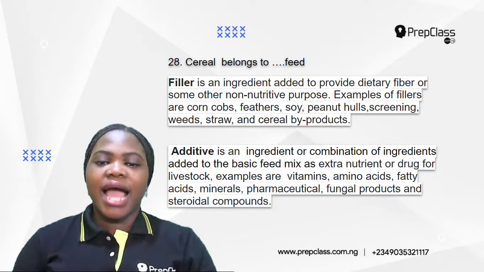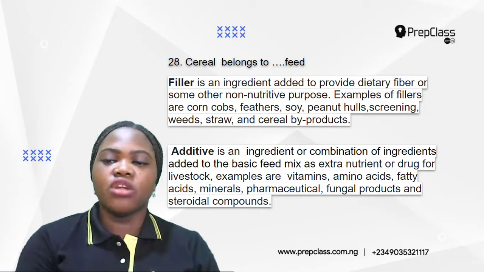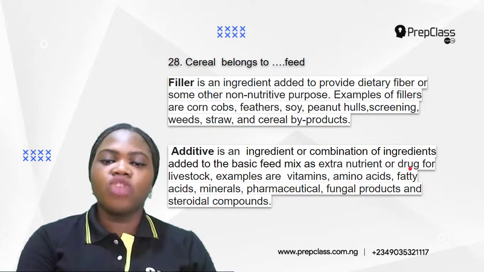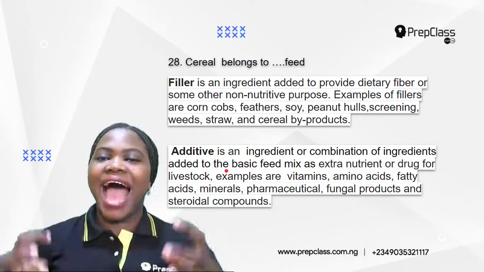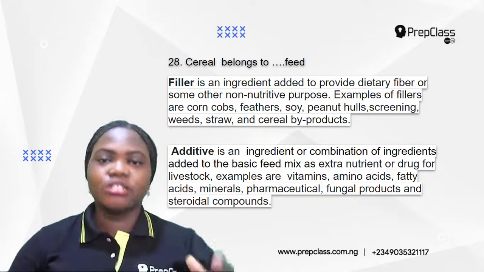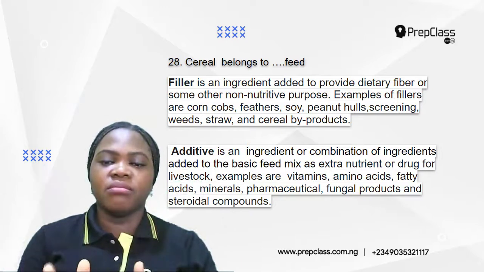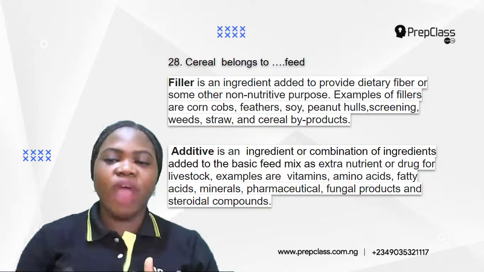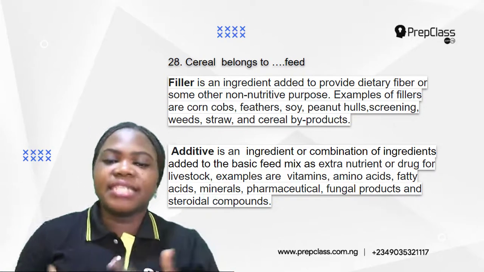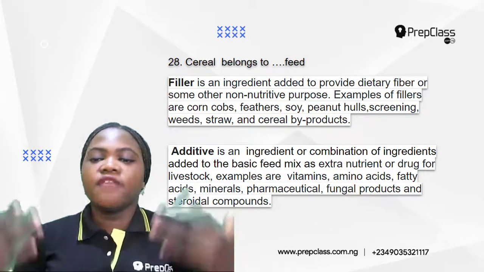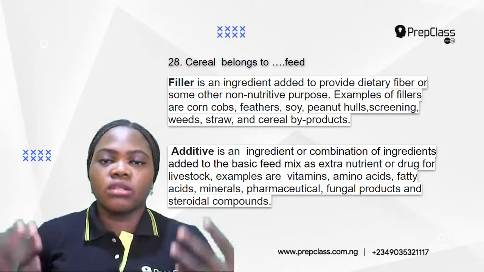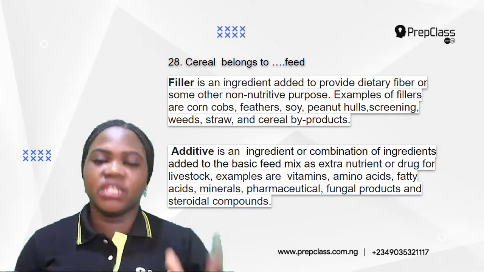Now, what are additives? Additive is an ingredient or combination of ingredients added to the basic feed mix as an extra nutrient or drug for livestock. So from the word additive, you get add. So this is an ingredient or a combination of ingredients added to the basic feed mix. So you already have the basic feed mix, but you add these additives as extra nutrients or drug for the livestock. Examples are vitamins, amino acids, fatty acids, minerals, pharmaceutical products, fungal products, and steroidal compounds. So it is an extra nutrient, or when you want to give the livestock drugs. So these are additives. You add them to the basic feed mix.